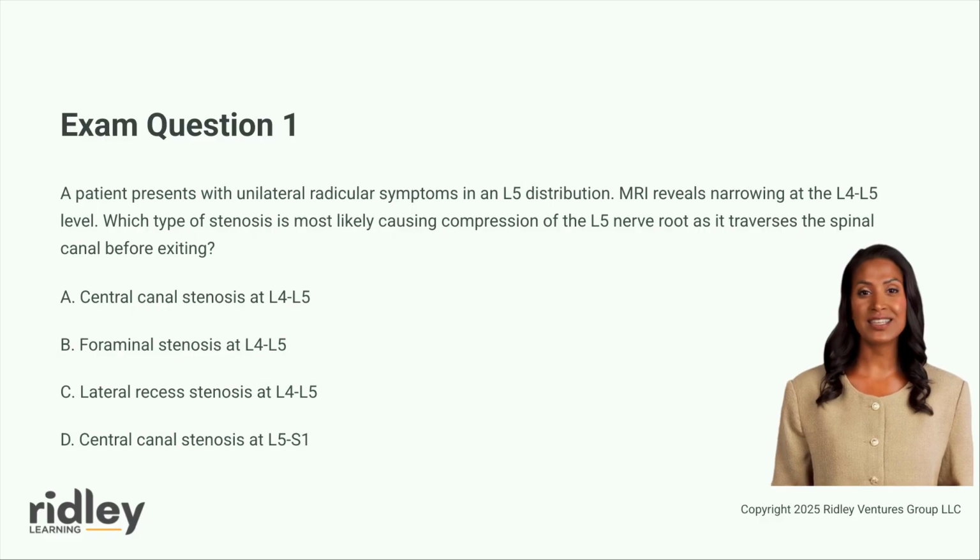Rationale. Understanding the anatomy of nerve root pathways is essential here. The L5 nerve root exits the spinal canal through the L5-S1 foramen, but before it exits, it must first traverse downward through the lateral recess at the L4-L5 level. This is why lateral recess stenosis at L4-L5 affects the traversing L5 nerve root. This differs from foraminal stenosis, which compresses the exiting nerve root at that same level, which would be the L4 nerve root at L4-L5. Central canal stenosis typically produces bilateral symptoms rather than the unilateral radicular pattern described, making lateral recess stenosis the most anatomically consistent answer.